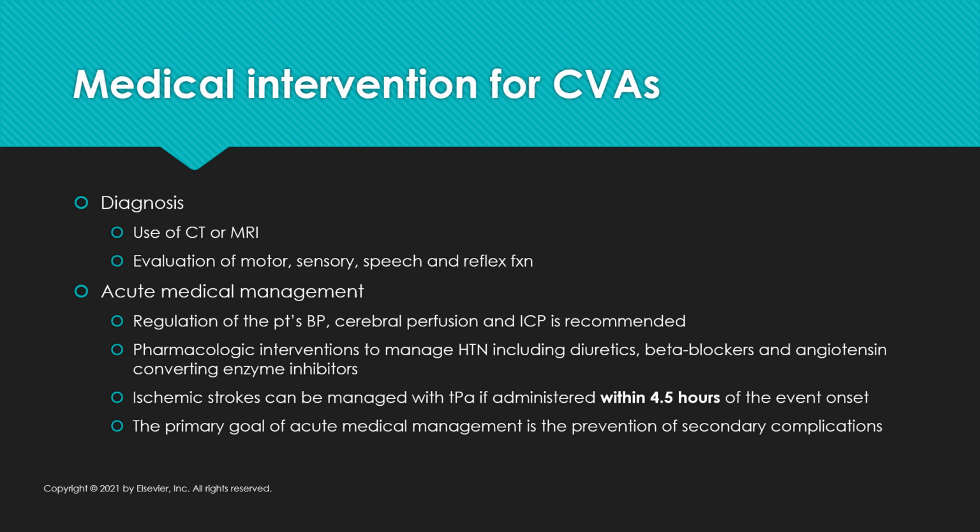Medical interventions for CVAs. So we diagnose a CVA with the use of a CT or MRI, and that will identify the area of occlusion. Initial CT scans don't always show small lesions, and so that's when they will do an MRI. But as a lesion progresses, it can be seen more visibly on the CT.